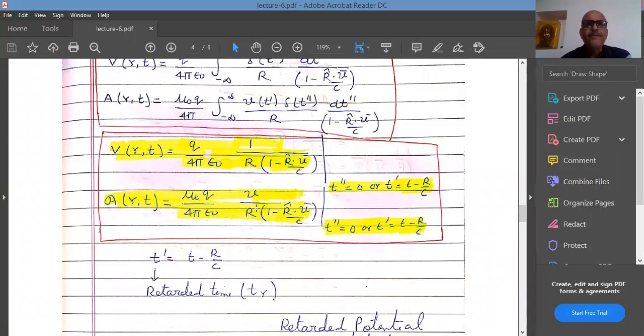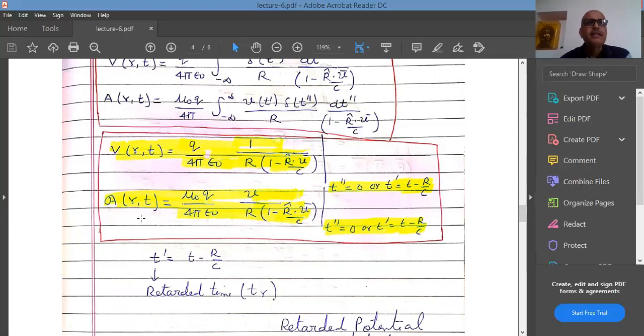So B upon this function evaluated at t dash, which is equal to t minus r over c. So what is t dash? T dash is basically a time r by c times earlier than the observation made by the observer at the field point. So we call it the retarded time.